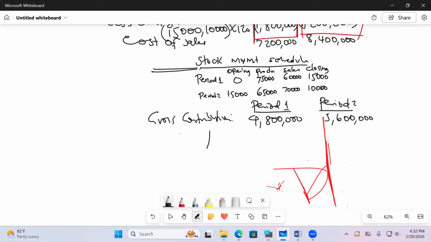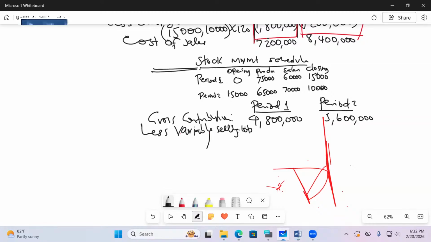Having gotten a gross contribution, my objective is to get net contribution. So what will I deduct from this to get net contribution? Variable selling costs. So less variable selling costs. And are you able to see them? The variable selling costs, I can easily get them because the examiner has given them to me.